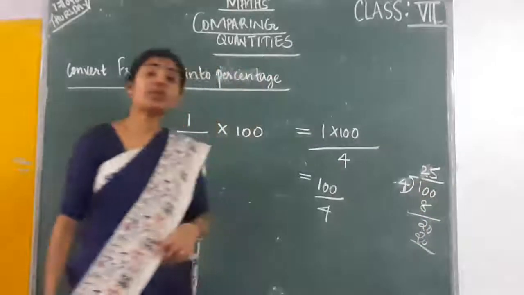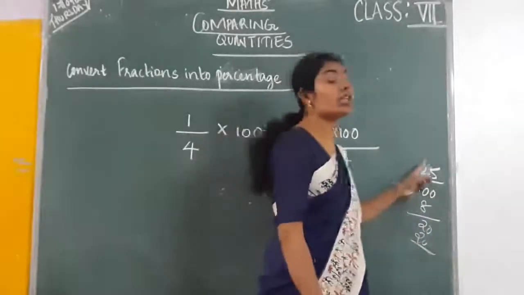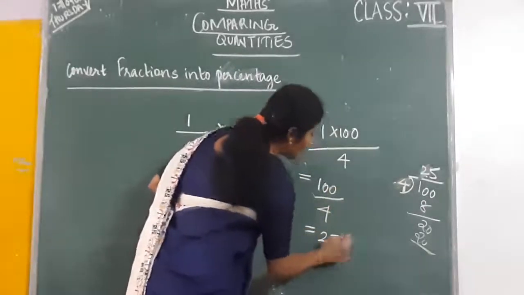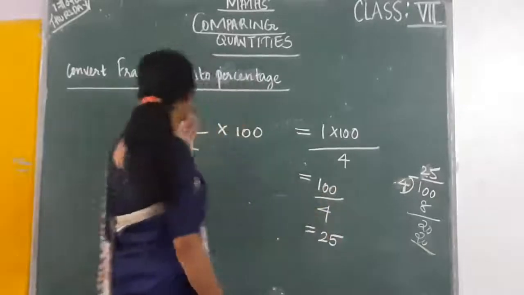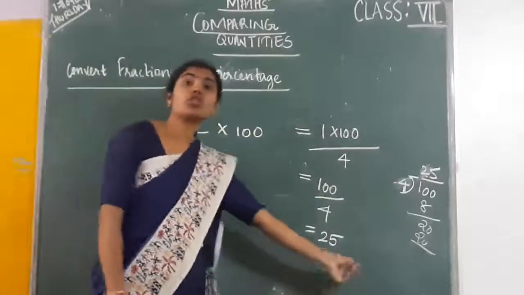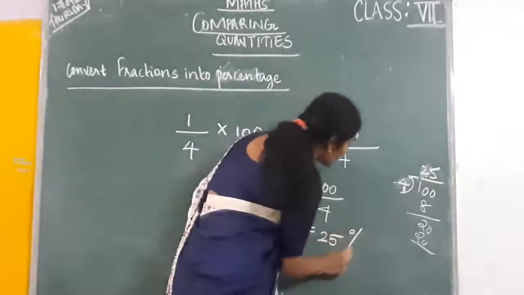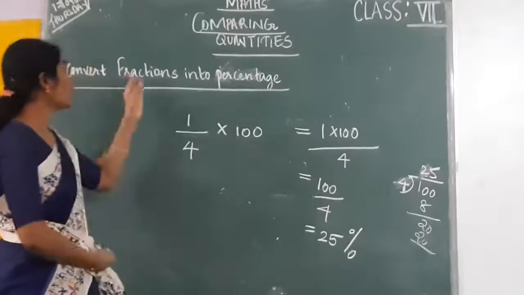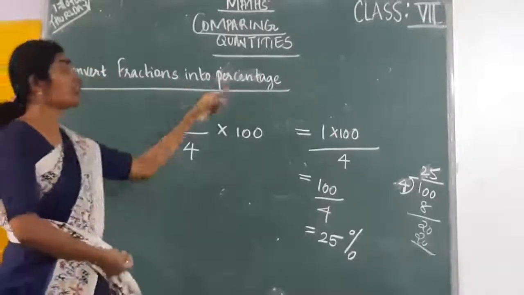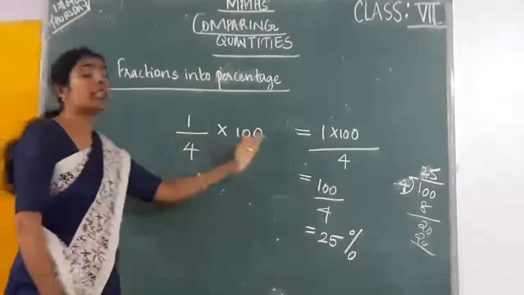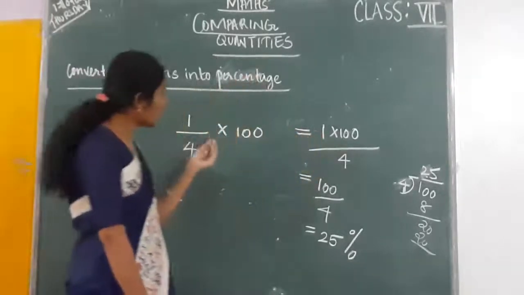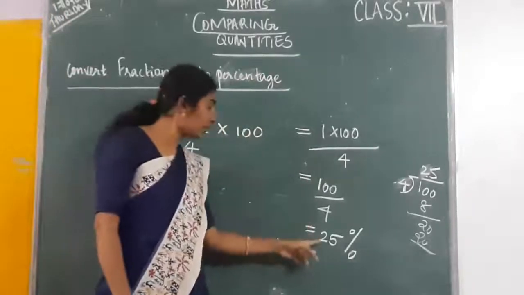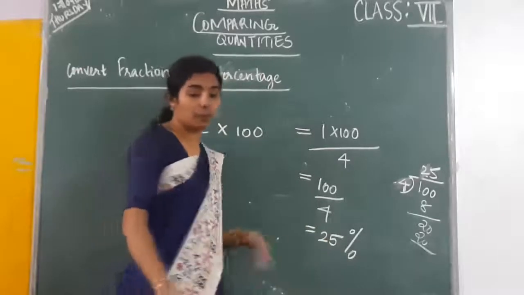When you divide 100 by 4, what will you get? 25. So 100 by 4 is 25. We already converted this into a percentage, so you should use the percentage symbol: 25%. Again, when you are given a fraction, how do you convert it into percentage? You multiply that fraction by 100. When you multiply by 100, you get 100 by 4, that is 25%.